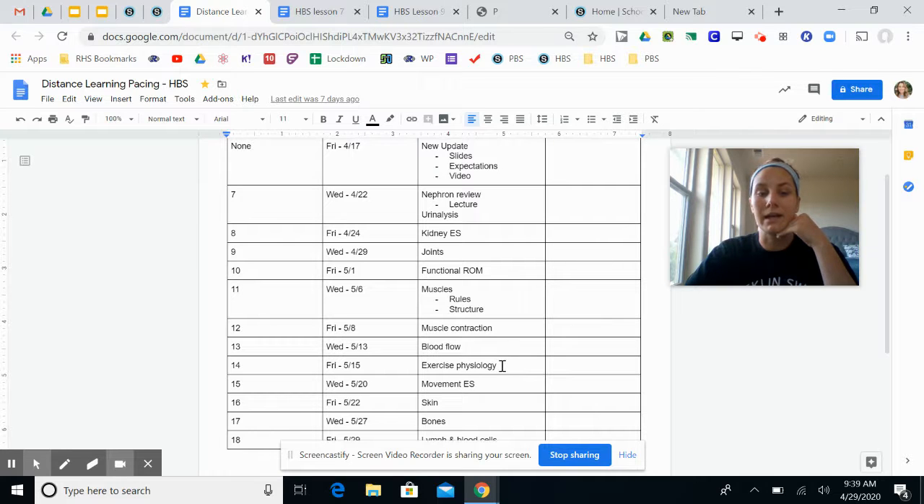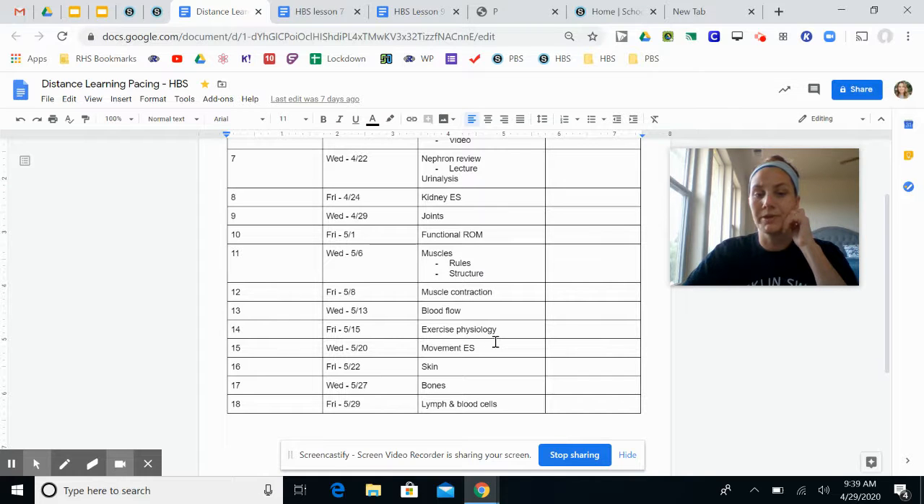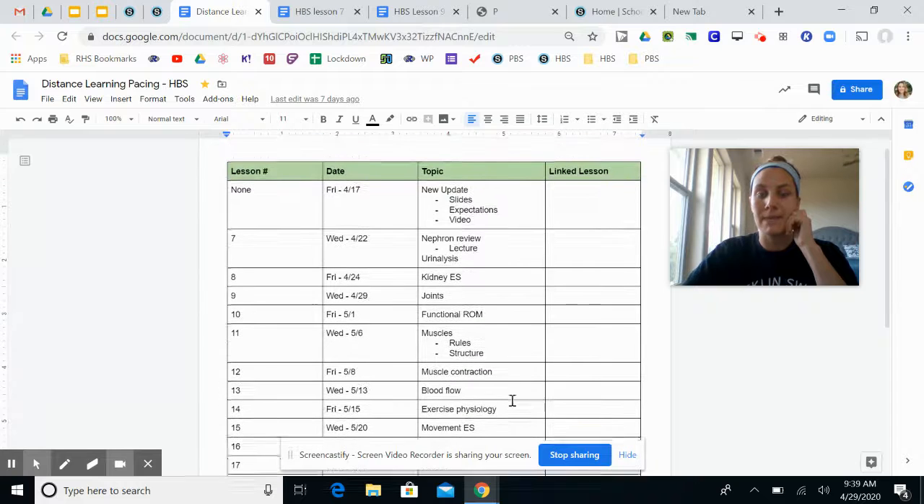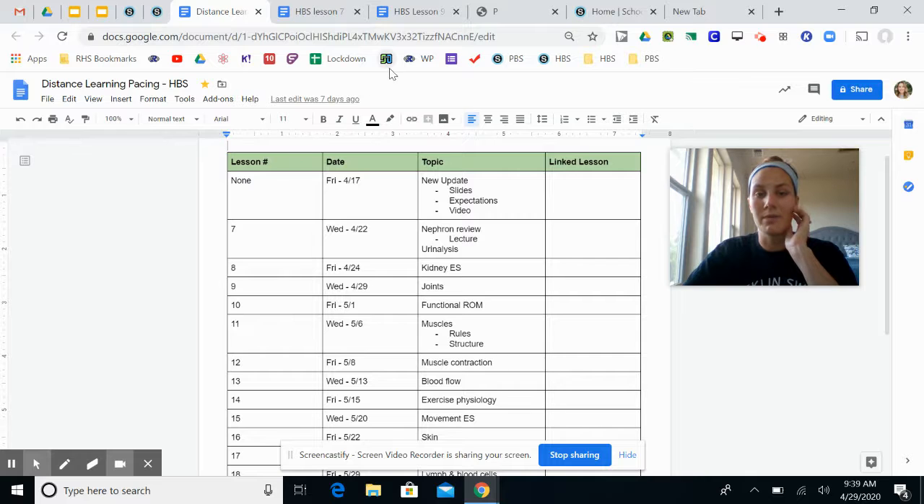And then exercise physiology, going back a little bit of a review of cellular respiration and what that means and how your muscles are getting energy in different types of exercise. And that's it. And then we'll do an essential skill after that. So that'll put us towards the end of May for Unit 4. And then Unit 5 is really short. We've just got skin, bones, and a little bit of the immune system, lymph nodes, and blood cells. So that is my pacing. We'll see if we can keep up with that and keep these just short and brief.